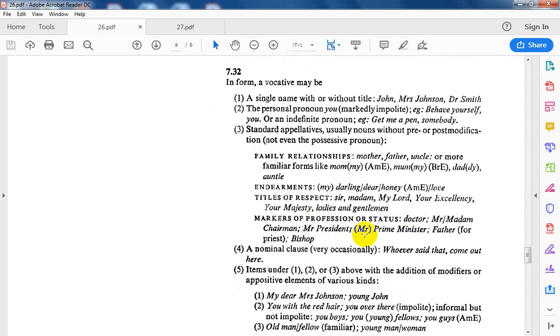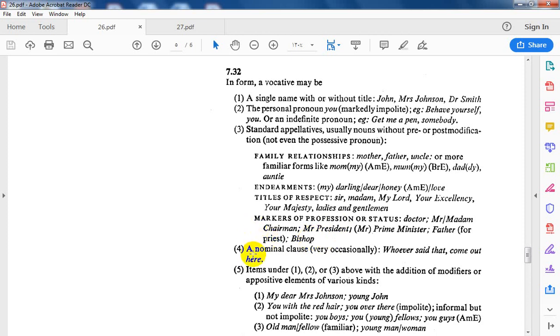Markers of professions or states: doctor, Mr, madam, chairman, Mr President. Without pre or post modification. When I want to call, for example, Mr President, this is without pre or post modification.